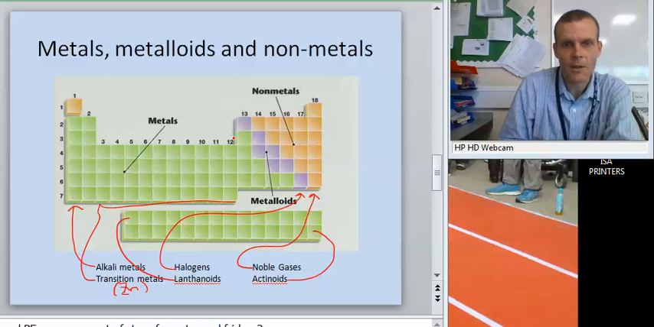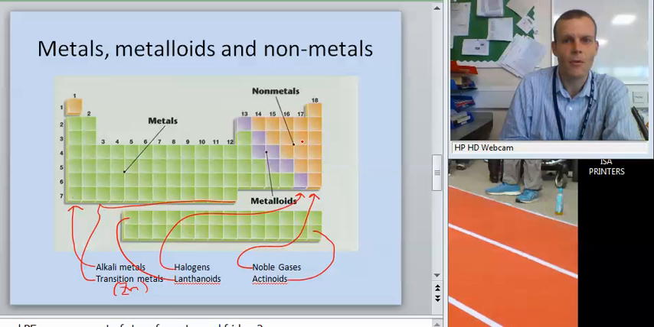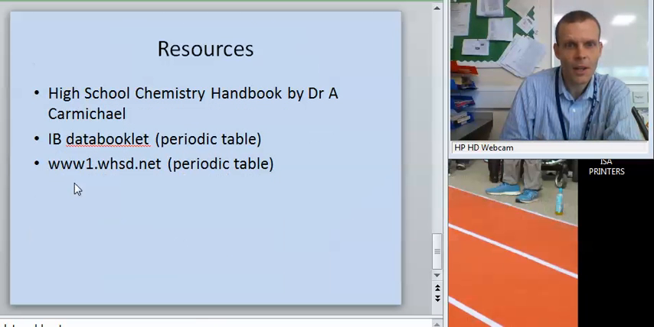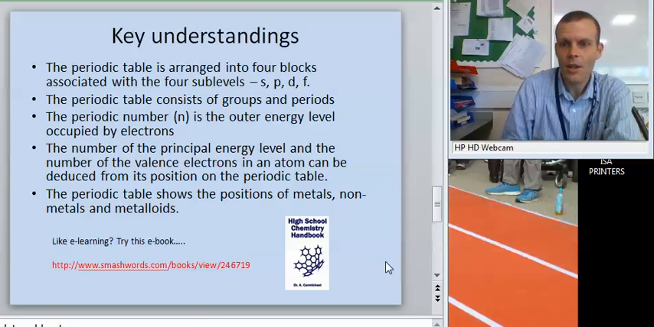Generally speaking, on the left-hand side of the periodic table, you've got metals. Right-hand side of the periodic table, you have your non-metals. And in between, these elements are able to show properties of metals and non-metals, and we call them metalloids. So that's what we've covered. That's my list of resources. Thank you.